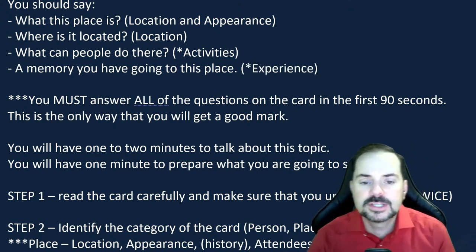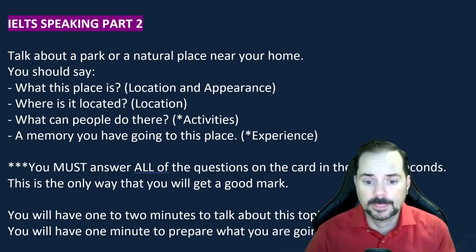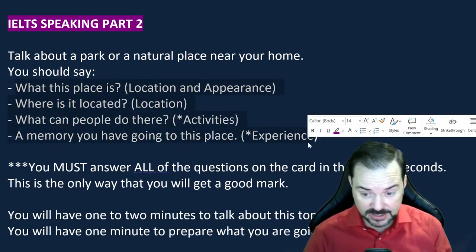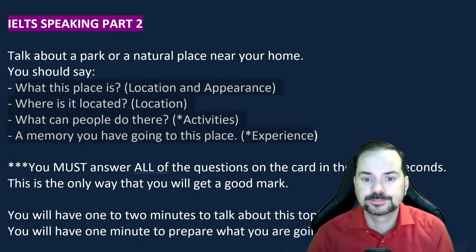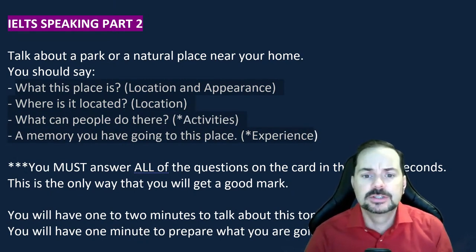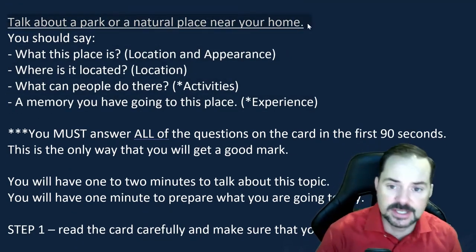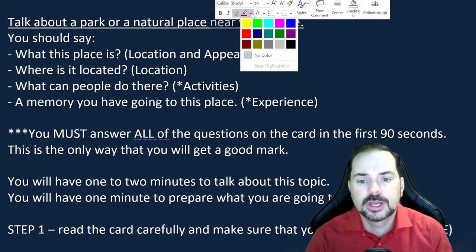So you can see that the question includes these points, but they have so many different ways of asking these points. So just remember it's these points, okay? And it's a natural place. Now, there's a very important piece here in this topic sentence. It's talk about a natural place, and this natural place has to be near your home, okay?